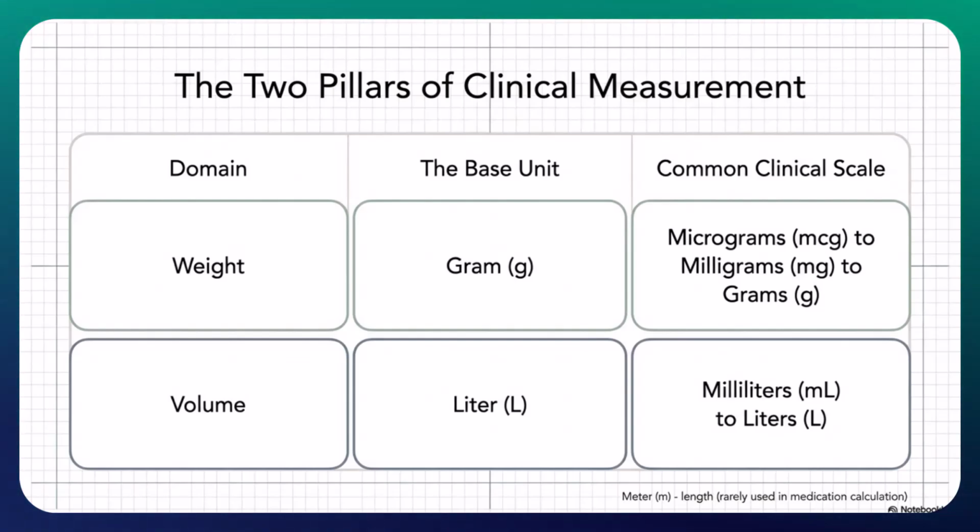There are two pillars for clinical measurement: weight and volume. The base unit for weight is grams, and the base unit for volume is liter. For grams, you're looking at micrograms, milligrams, and grams. For liters, you're looking at milliliters and liters.